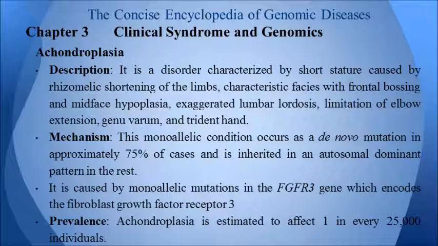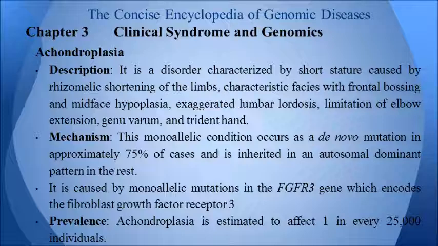Achondroplasia, a disorder characterized by short stature caused by rhizomelic shortening of the limbs, characteristic facies with frontal bossing and midface hypoplasia, exaggerated lumbar lordosis, limitation of elbow extension, genu varum, and trident hand. It is the most common cause of dwarfism and is caused by monoallelic mutations in the FGFR3 gene, which encodes the fibroblast growth factor receptor 3.